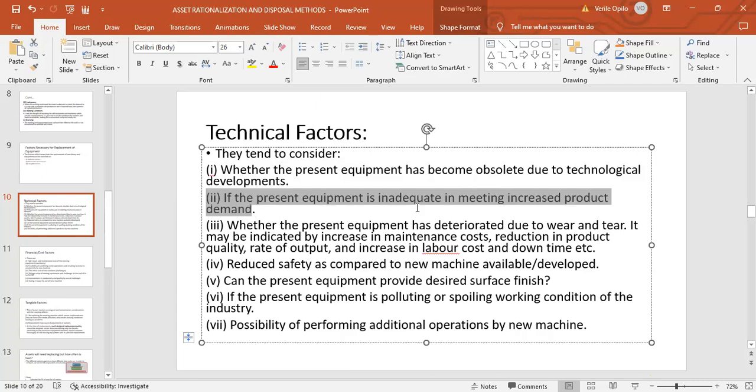Then the other one is if the present equipment is inadequate in meeting increased product demand. It means that it doesn't have the capability to produce any more units. You want 1,000 units, it's only able to produce 200 units. It means that you're losing out. The business will be losing out on a lot of money. If it was able to produce those high numbers of units, then the organization would be able to sell them and get a lot of revenue out of it. But now you have demand for the products, and yet the equipment does not have the capacity to produce those number of units.